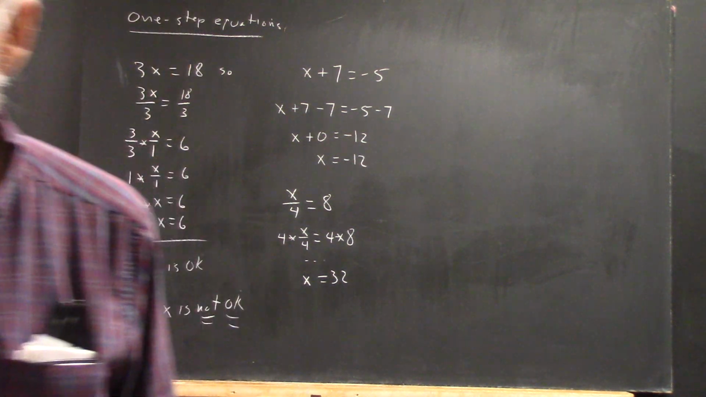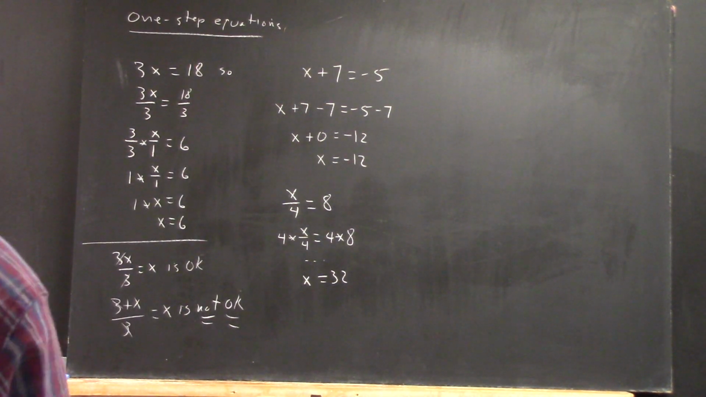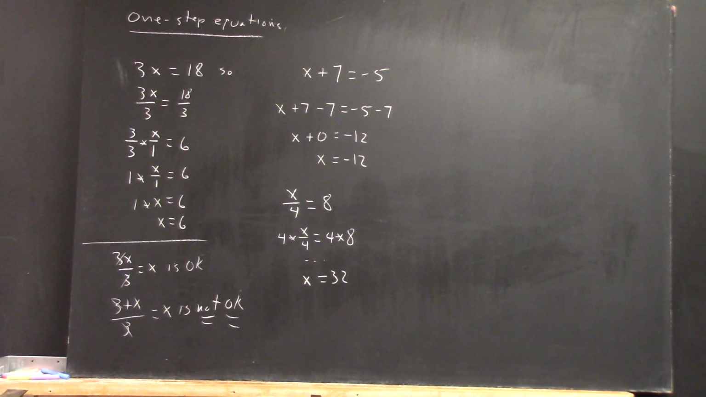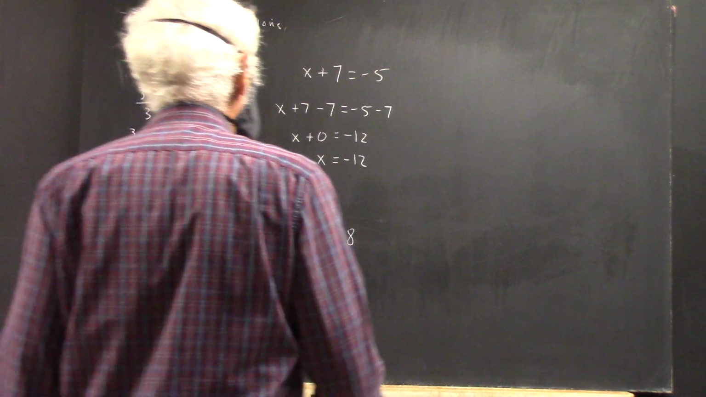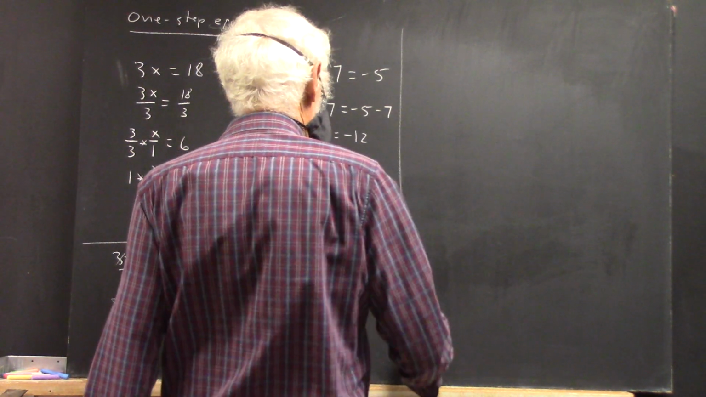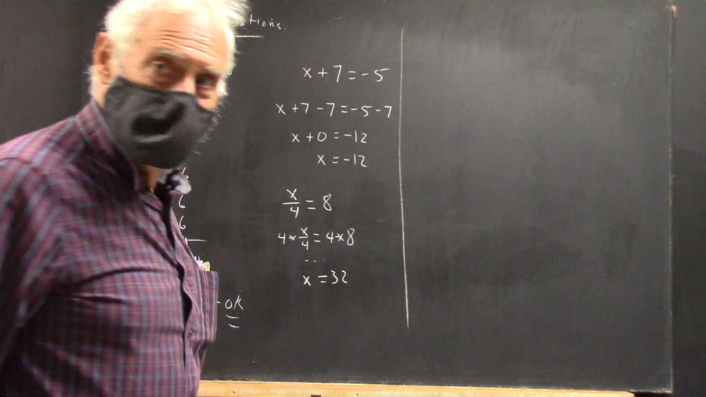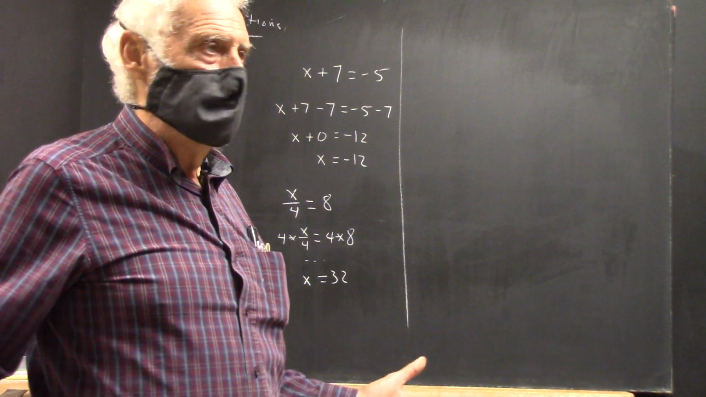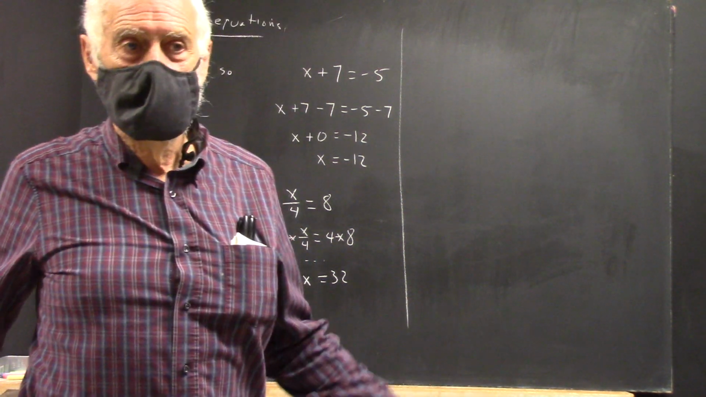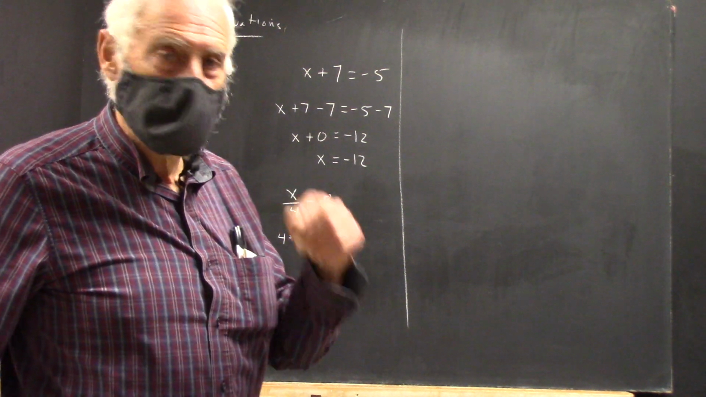So one-step equations, pretty straightforward. Now you're going to get the OpenMath on that. Okay. That's that topic for now. Now, the next topic is geometry. And really, it's just area and perimeter.